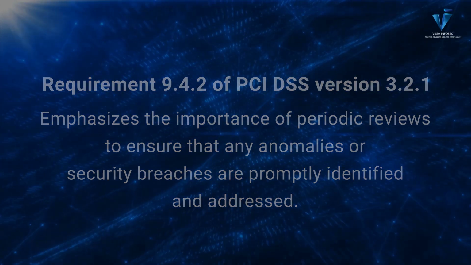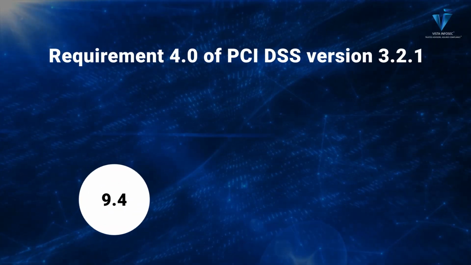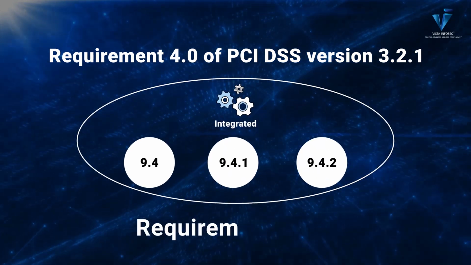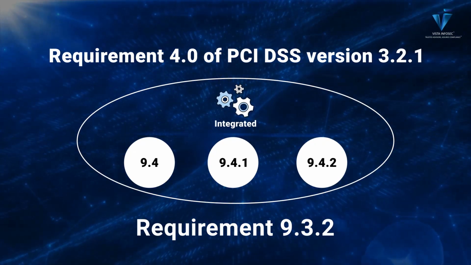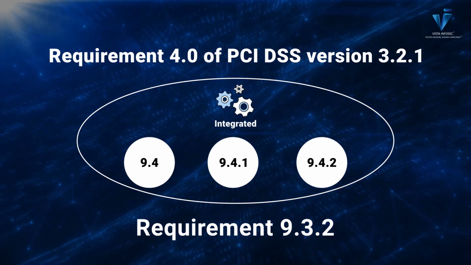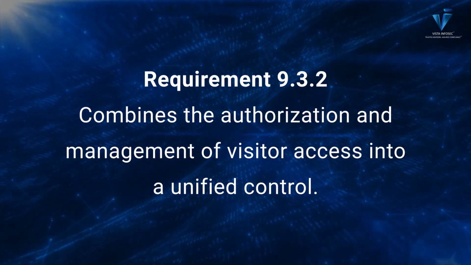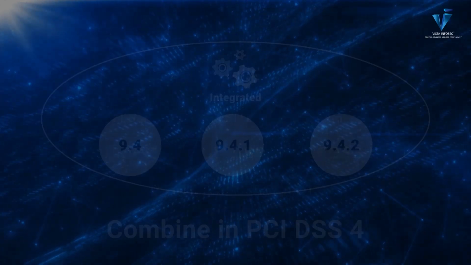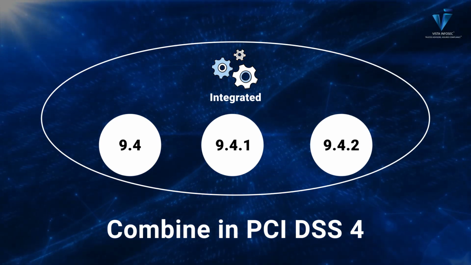Now, what we see is that in the latest PCI DSS 4, all these requirements 9.4, 9.4.1, 9.4.2 have been integrated into requirement 9.3.2. While in the earlier version, that is 3.2.1, these aspects are separated into distinct requirements for monitoring, logging, and reviewing physical access. Requirement 9.3.2 in the latest version combines the authorization and management of visitor access into a unified control. So these three requirements 9.4, 9.4.1, 9.4.2 from the earlier version are now combined into one requirement in PCI DSS 4.